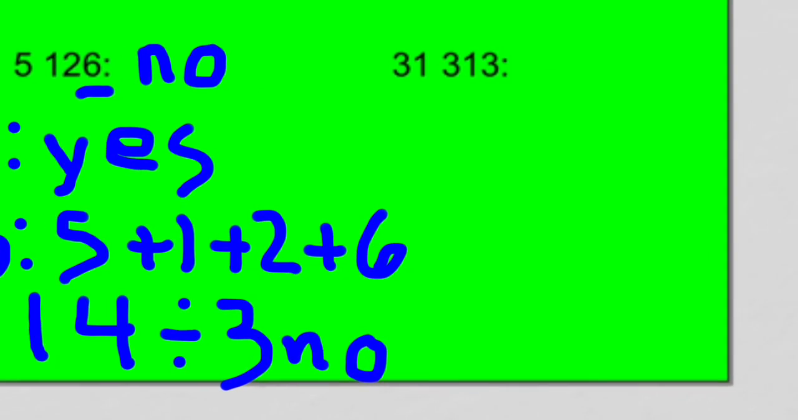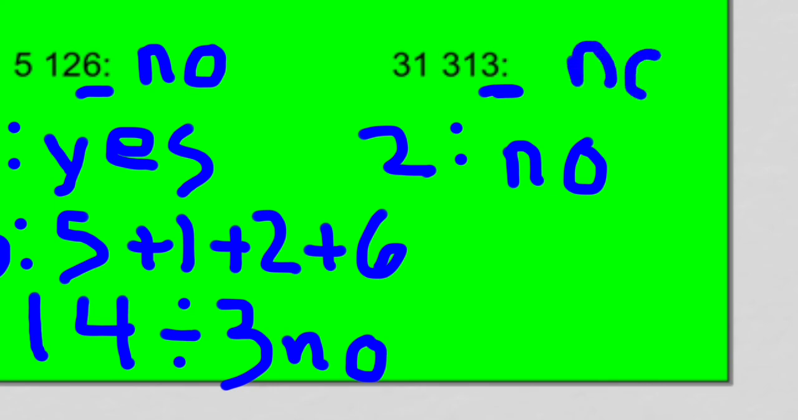Last example, 31,313. To check if it's divisible by 6, we see if it's divisible by both 2 and 3. Well, for 2, I check the last digit. It's odd, so it's not divisible by 2. And at that point, I can stop. I don't have to go any further. If it's not divisible by 2, it is not divisible by 6.